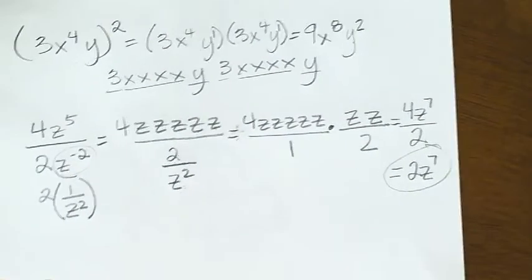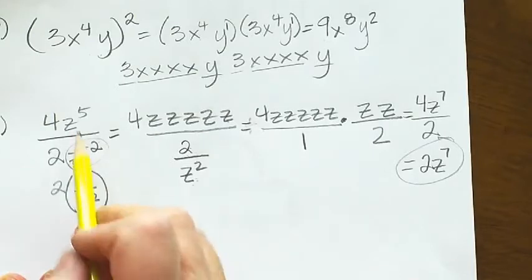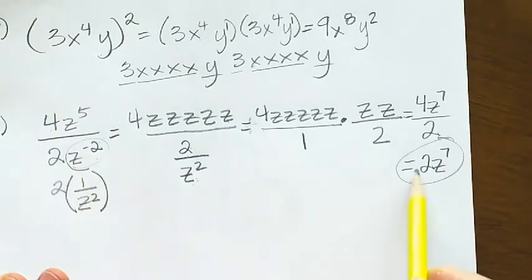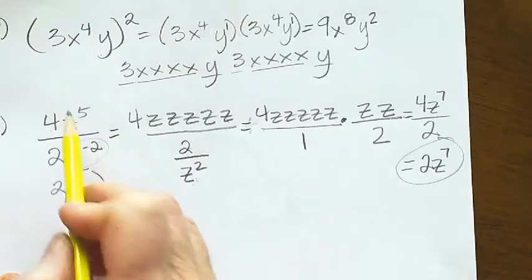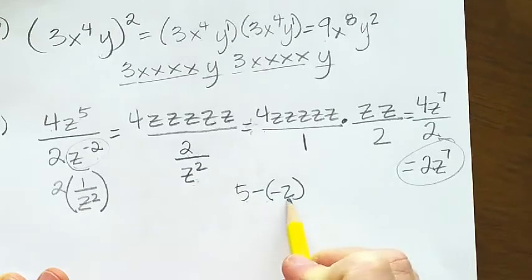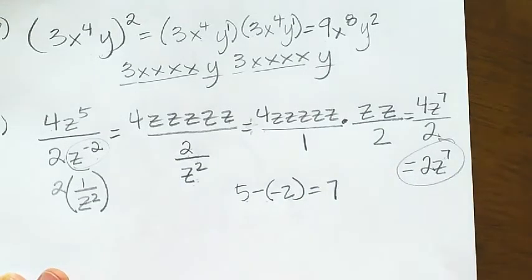Now, if you know the rules for dividing exponents, you just subtract. 4 divided by 2 is 2. 5 minus negative 2 would turn into 5 plus 2, which would give me 7. So you could have just done it with the shortcut.